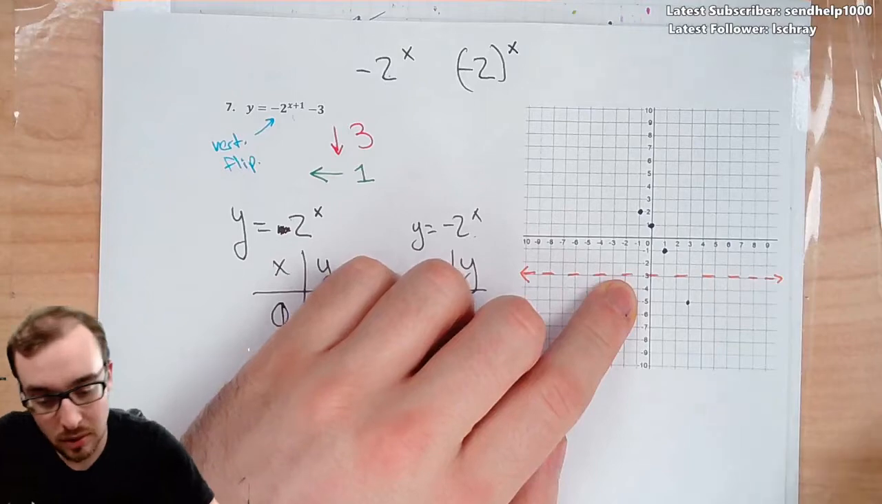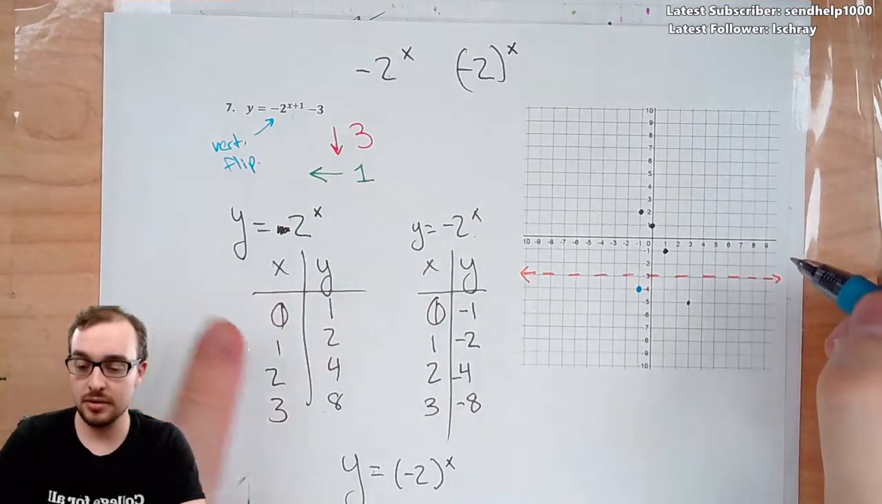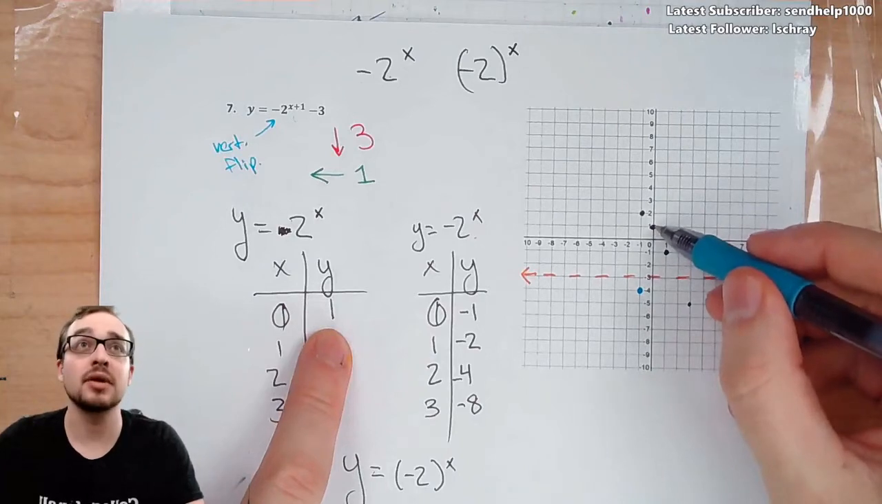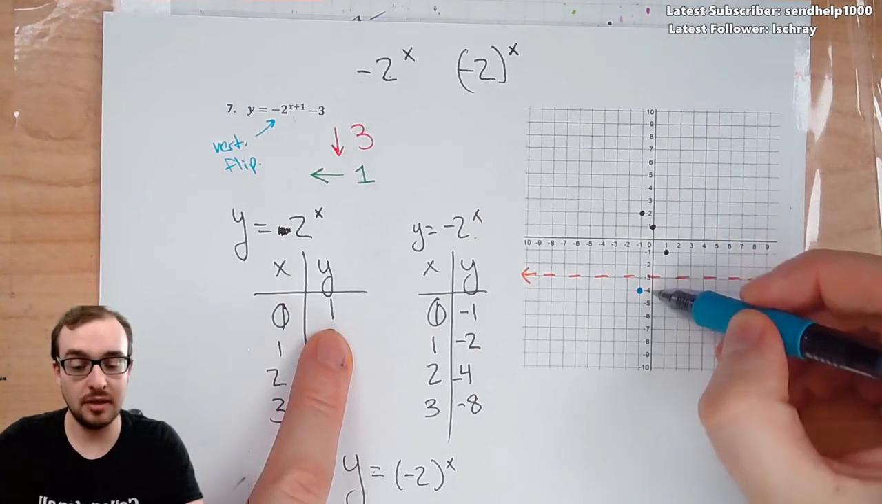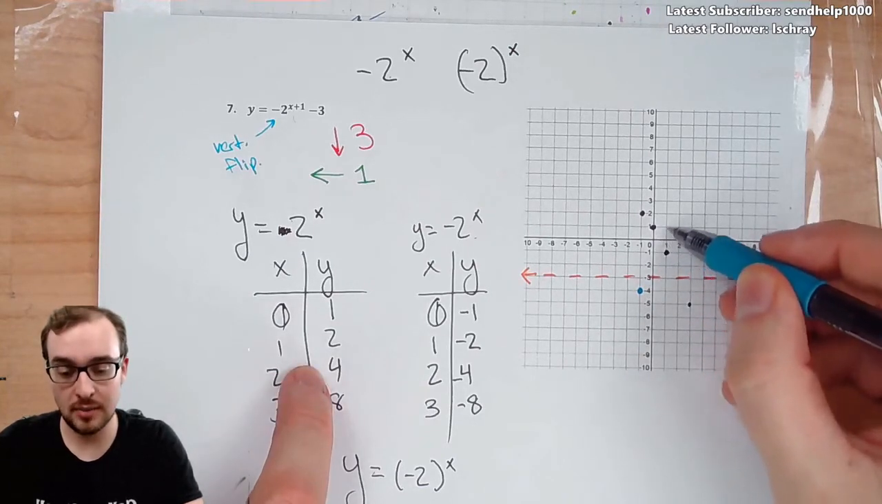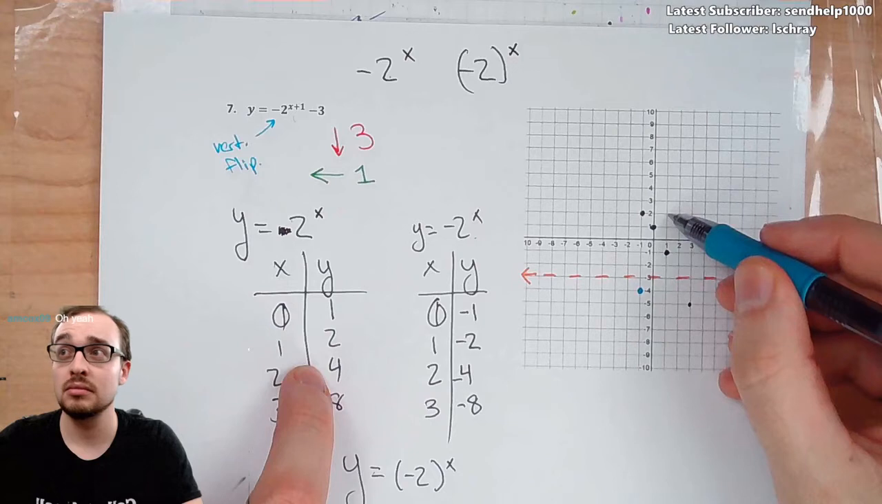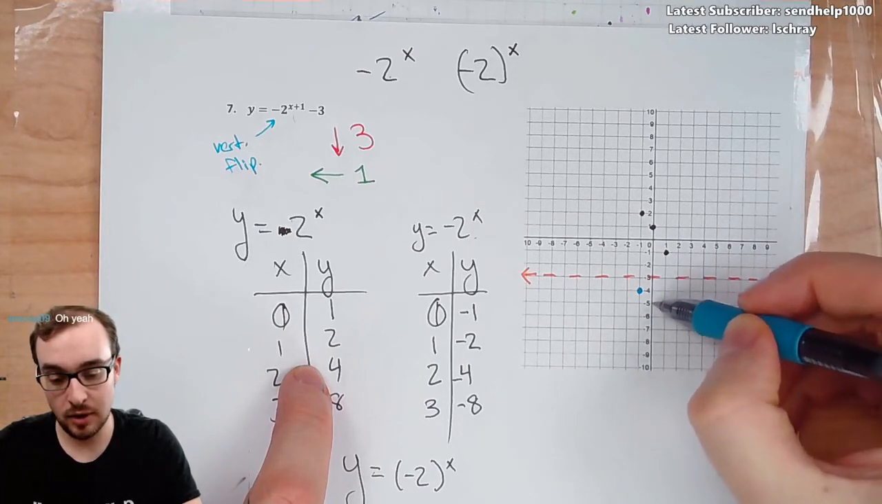So I'm going to do in blue what we actually do. Okay? 0, 1. Right? Is what I'm supposed to have. Flip it first this time. Then go 3 down and 1 over. 1, 2. 1, 2. Right? What I'm going to do is flip it first. -2. I'm going to go 3 down, 1, 2, 3, and 1 over.